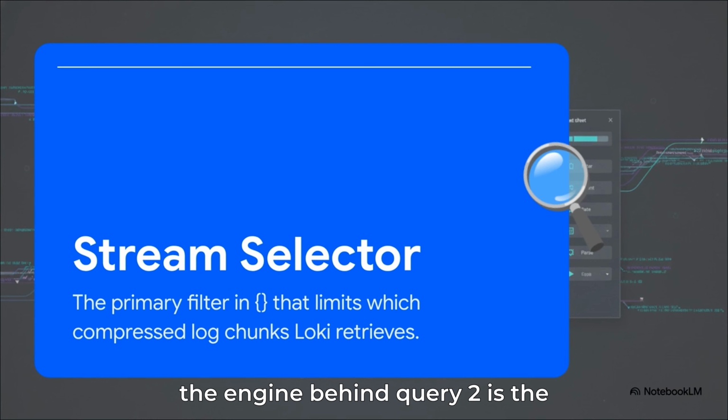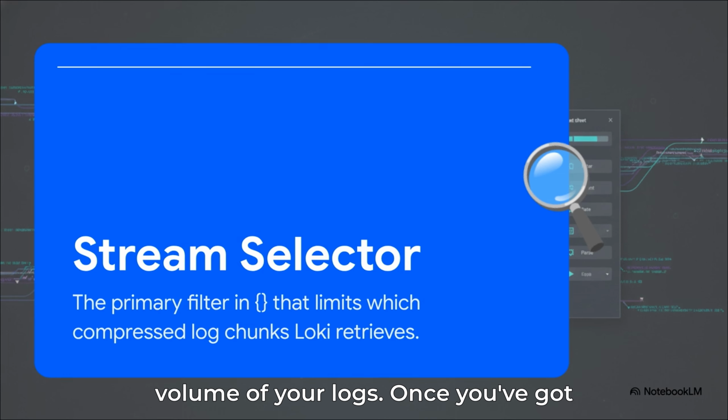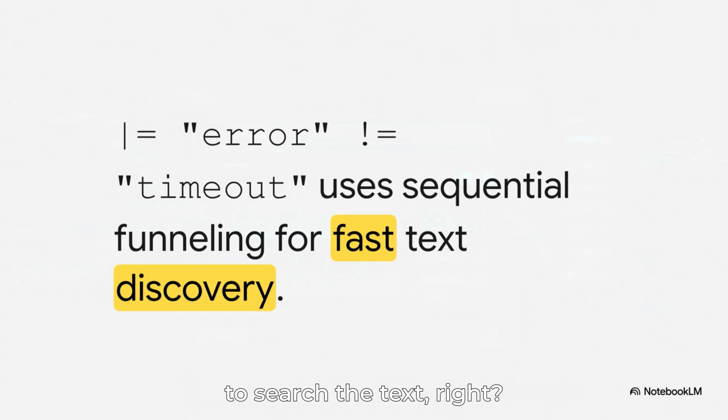Now, the engine behind query 2 is the stream selector. Mastering this syntax is an absolute game changer because narrow streams dictate your query speed. See, Loki organizes logs into streams based on unique label combinations. When you use a really precise stream selector, you're strictly limiting the scan data. The query engine just skips over the vast majority of stored data, grabbing only the relevant compressed chunks. So your query latency is directly tied to the amount of data matched by the labels, not the total massive volume of your logs.